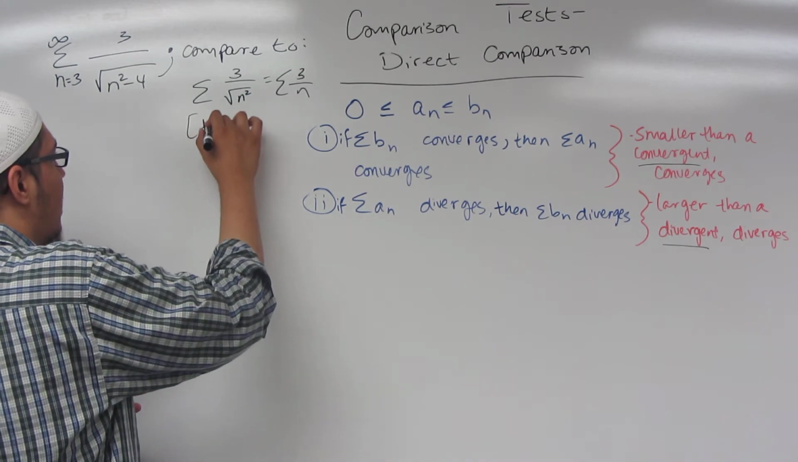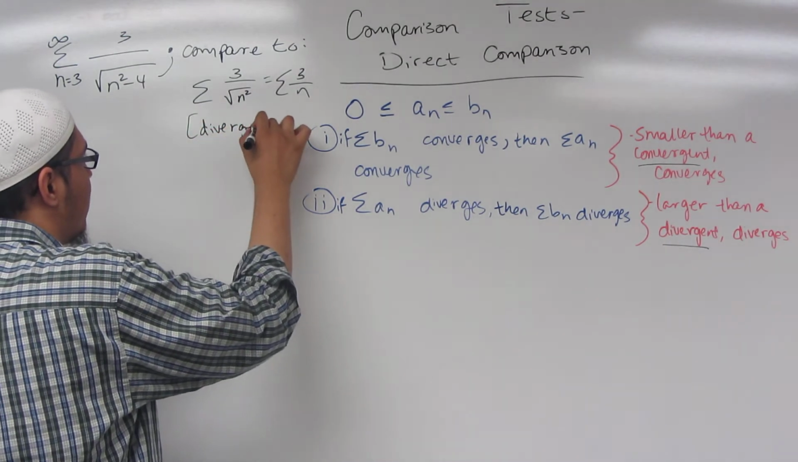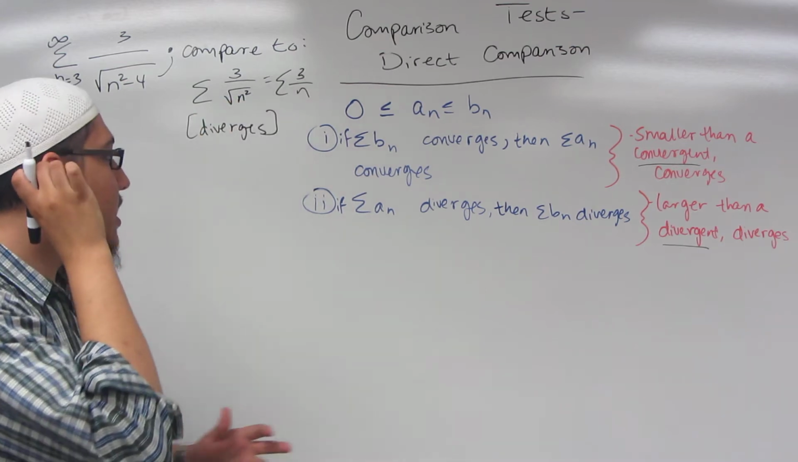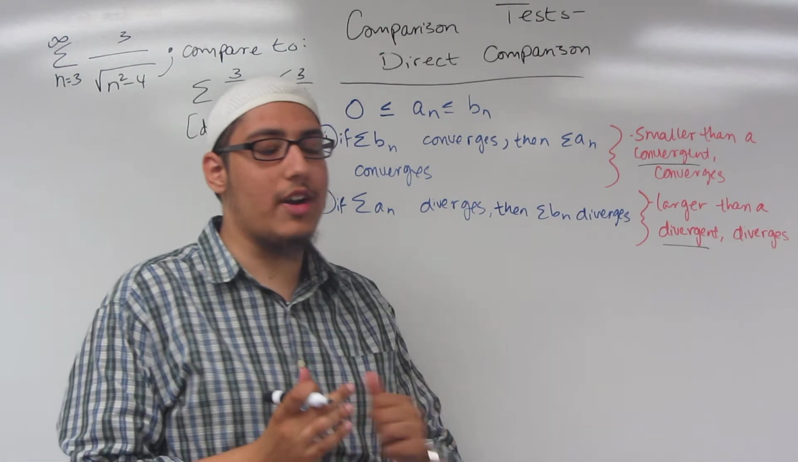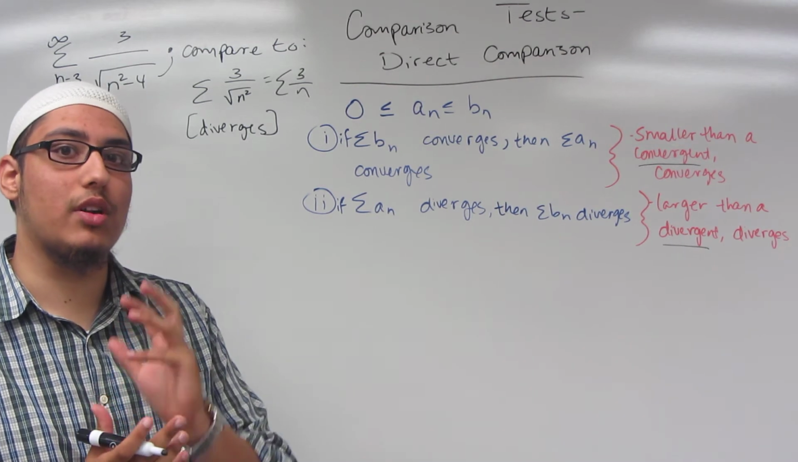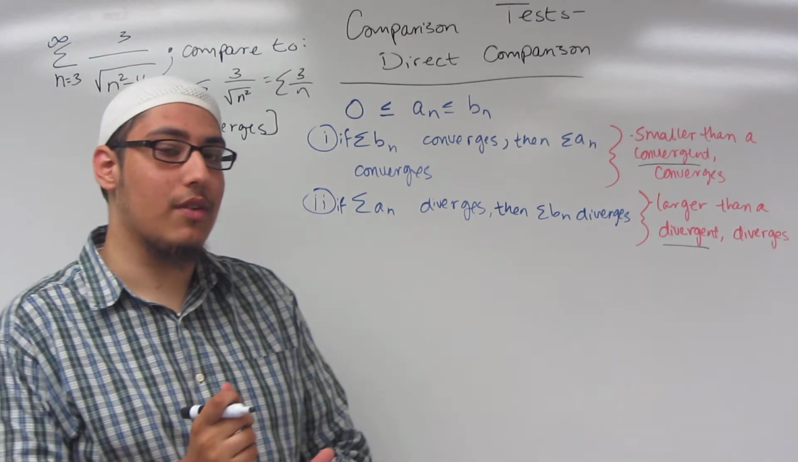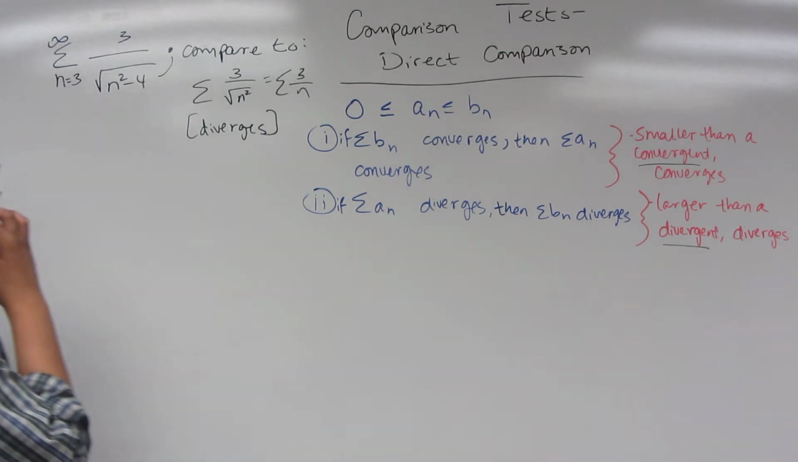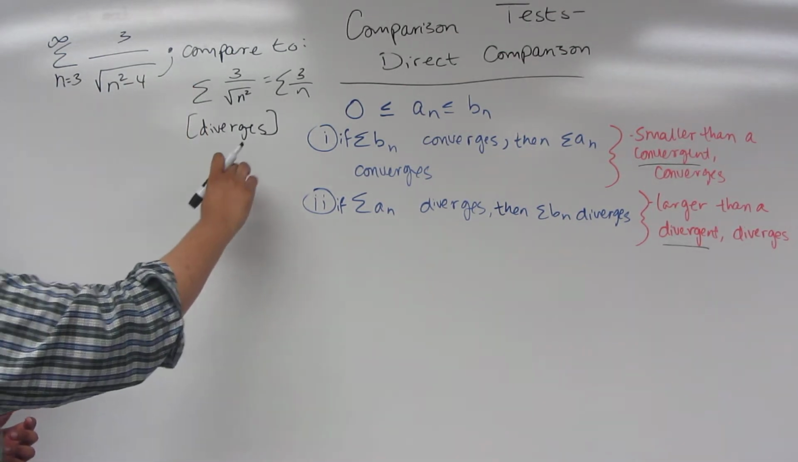Okay, so diverges. Okay, now one thing I would like to say is, if either of these two conditions are not met, then our test fails, or in other words, it is inconclusive. Okay, so B sub n diverges, so this is a divergent.